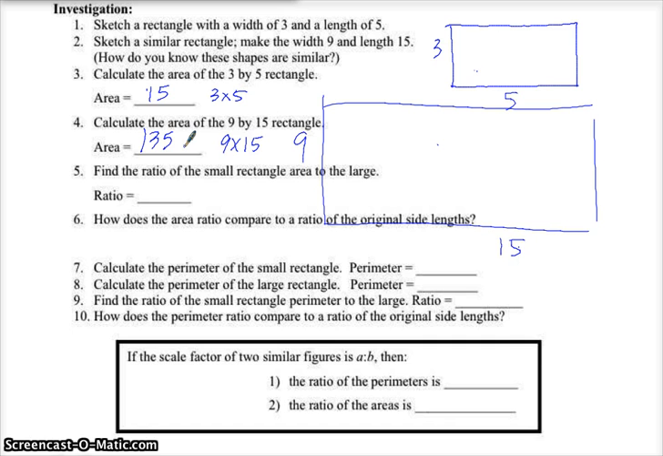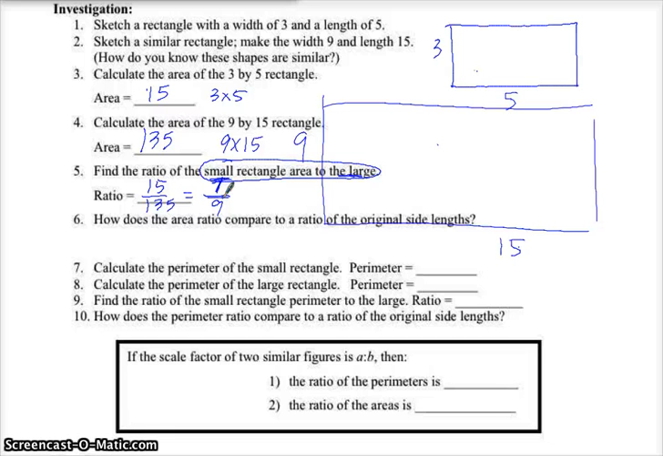Find the ratio of the small rectangle area to the large. That's a 15 to 135 ratio. It matters which one's on top because it says small to large. So the small one has to be in the numerator and the large has to be in the denominator. So you do your reducing using your calculator math frac, and you see that the larger one is 9 times bigger in area than the small. So how does the area ratio compare to a ratio of the original side lengths?